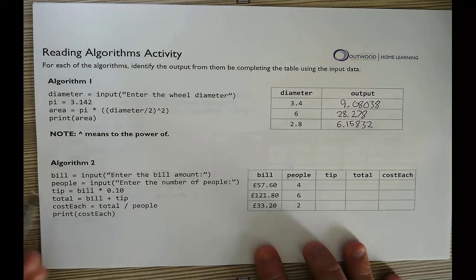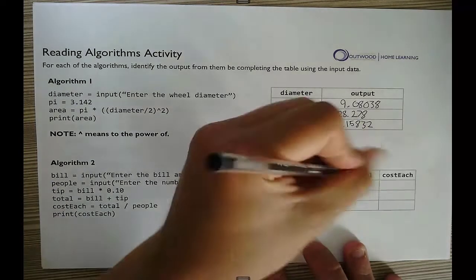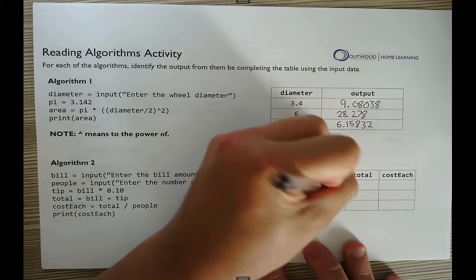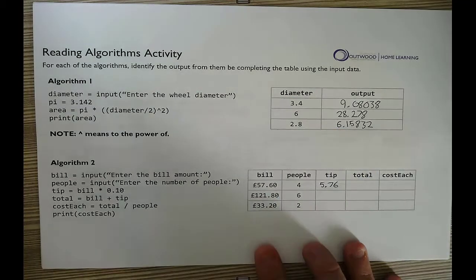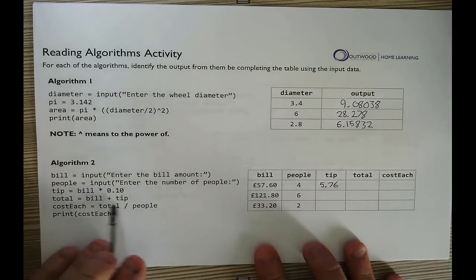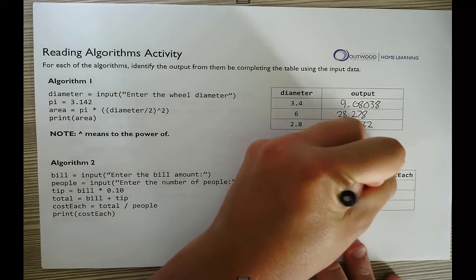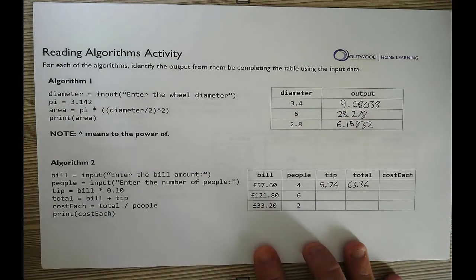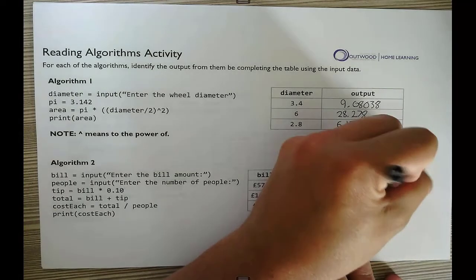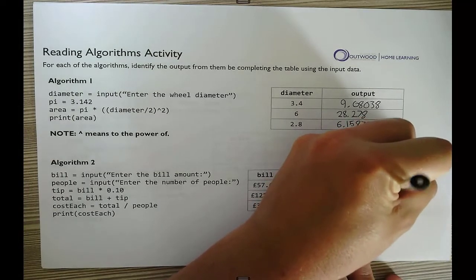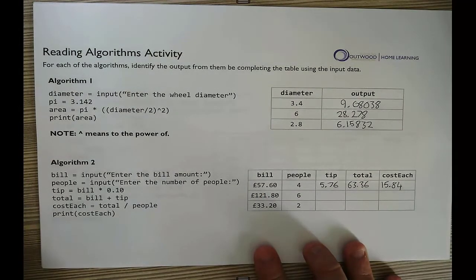So our tip is the bill times 0.1, so 10% of the bill. So the tip, if it's £57.60 for the bill, is going to be £5.76. The total is the 2 added together, so those 2 added together is 63.36. And then the cost each is the total divided by the number of people. So 63.36 divided by 4 is £15.84. And obviously I've used a calculator for that.